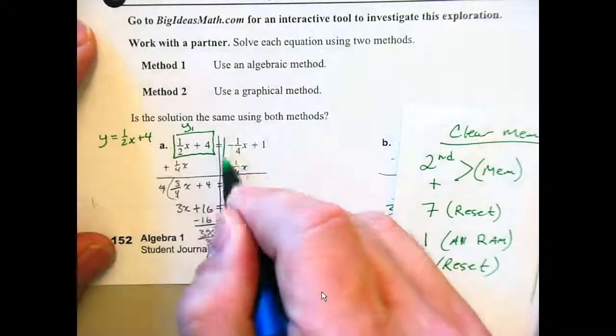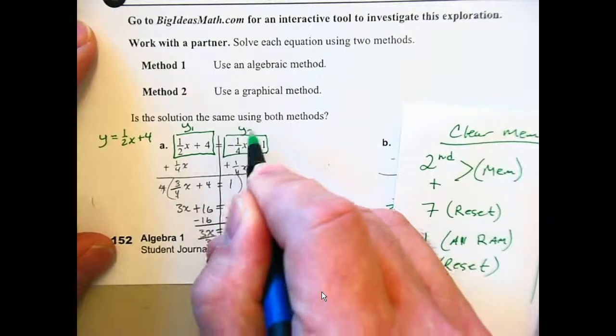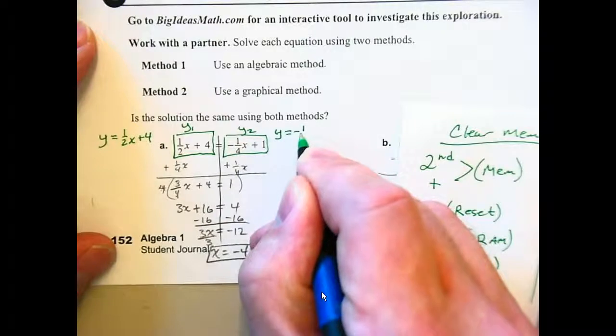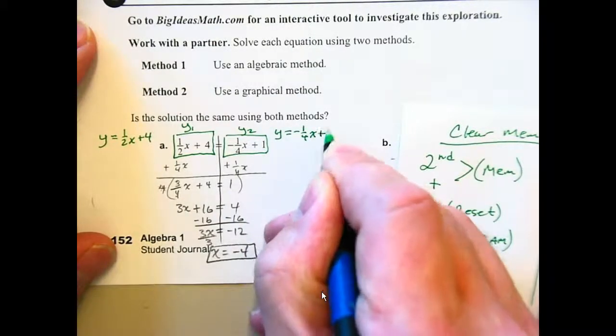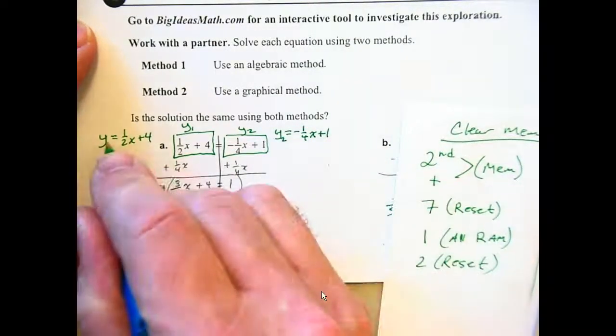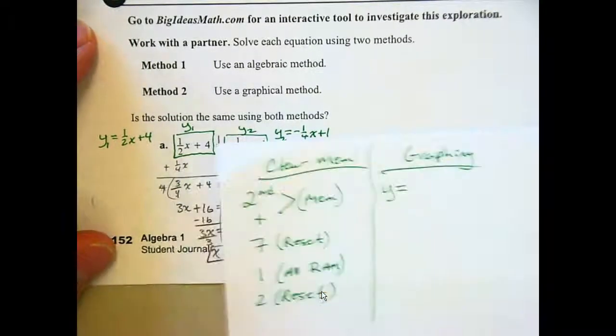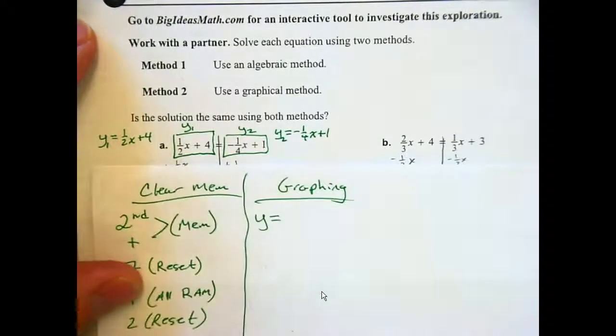And this equation is y sub 2, and that's y equals negative 1/4 x plus 1. So once again, that's a 2 and that's a 1. After you get to your y equals menu, the next step is to enter your equations.